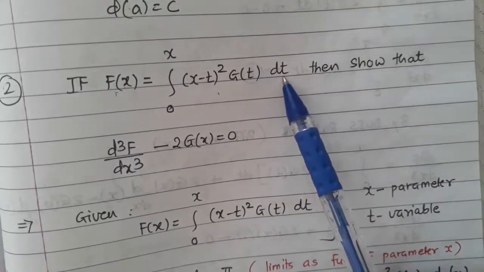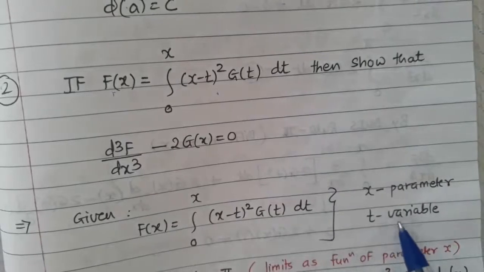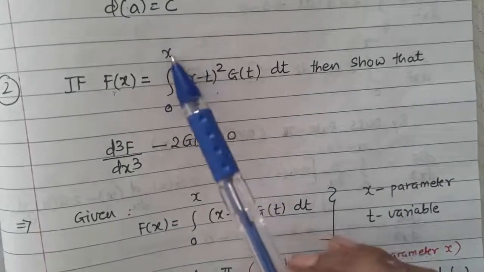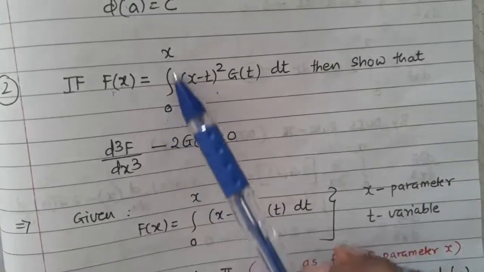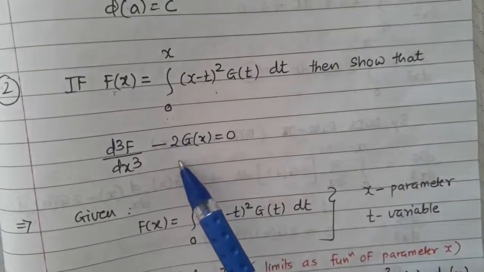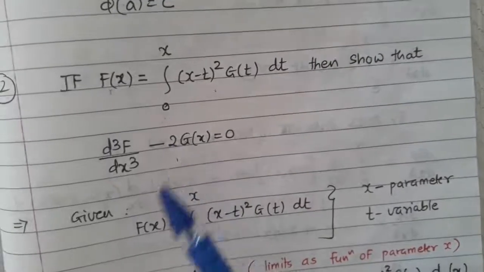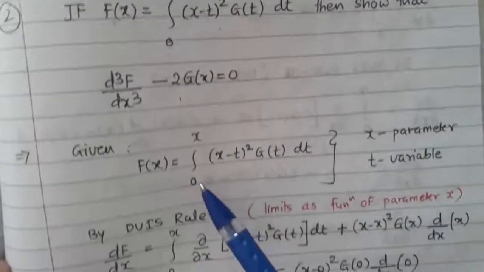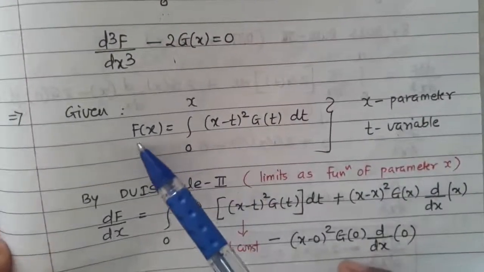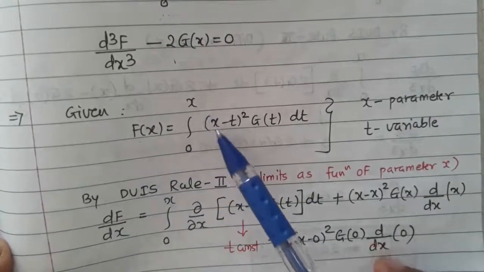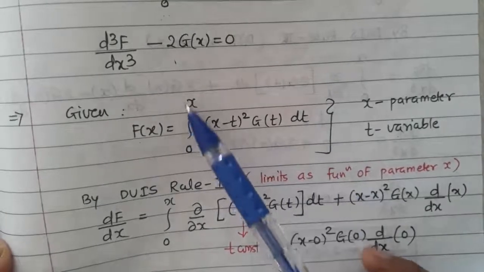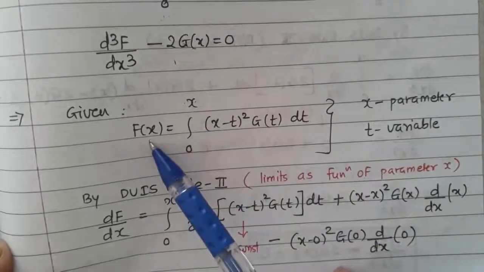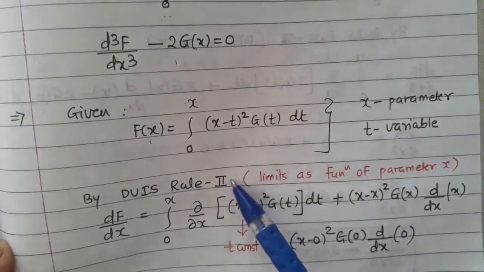So in this integral, t is the variable and x is the parameter. That means the limits are functions of the parameter. So that's why we have to use DUIS rule 2. So the first step is to write down the given integral as it is. f(x) is equal to the integral from 0 to x of (x − t)² g(t) dt. These are the functions of the parameter x. So apply DUIS rule 2.